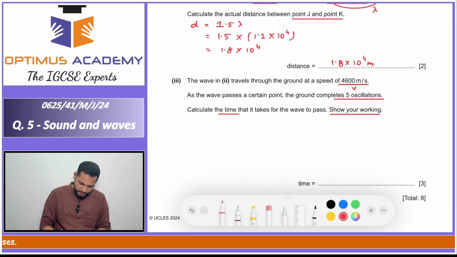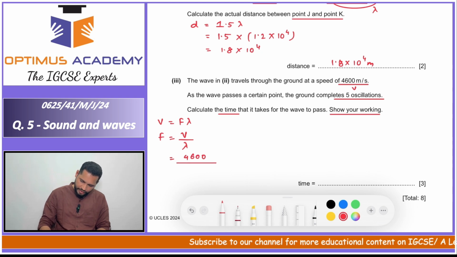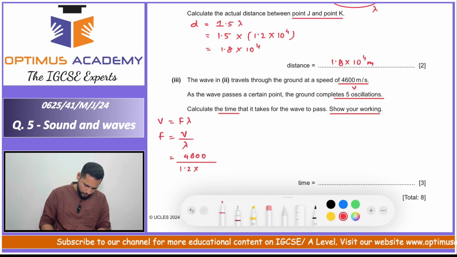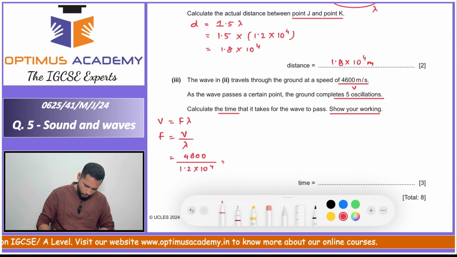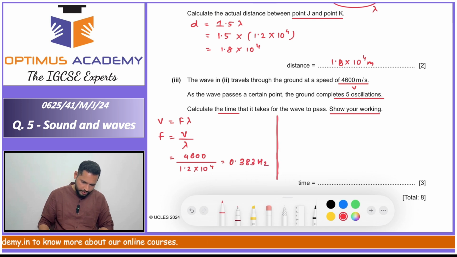So the first thing that we will do is we will find out the frequency using the formula v = fλ. So f is equal to v upon λ. v is 4600 divided by the wavelength that is given above, 1.2 × 10^4 meters. Now this answer is 0.383 hertz. Now this is the frequency of the wave.